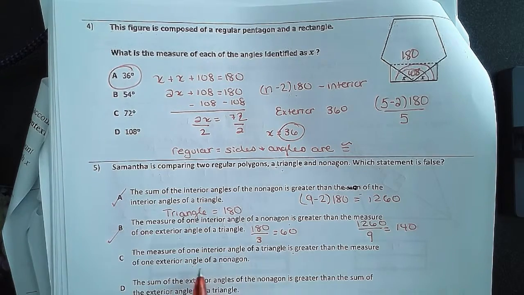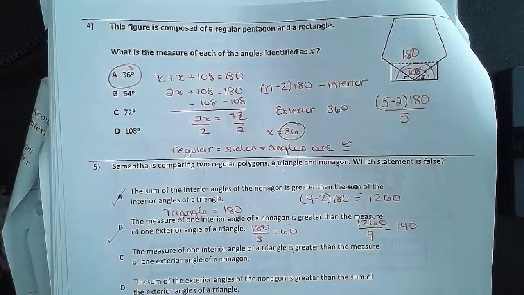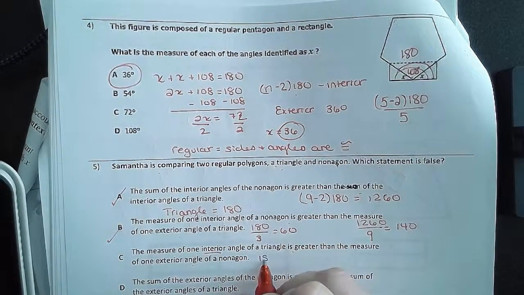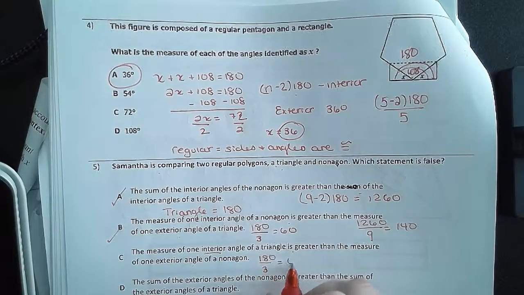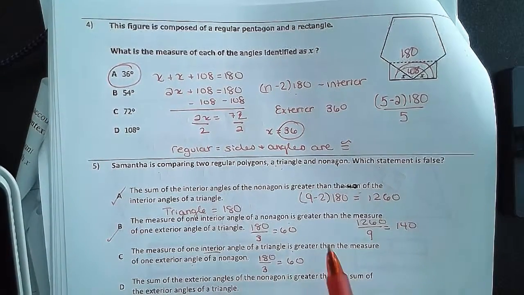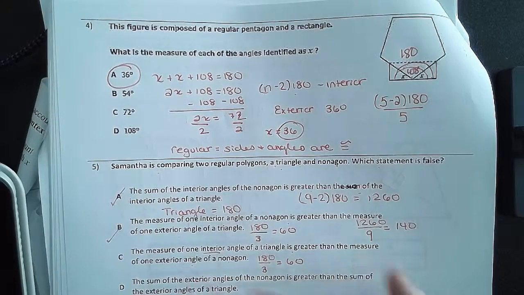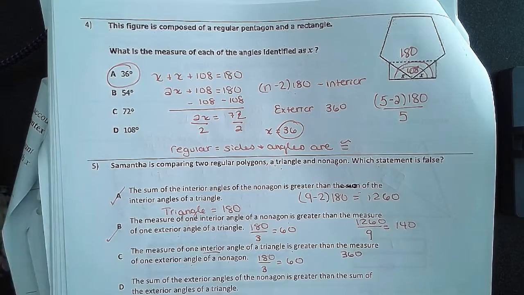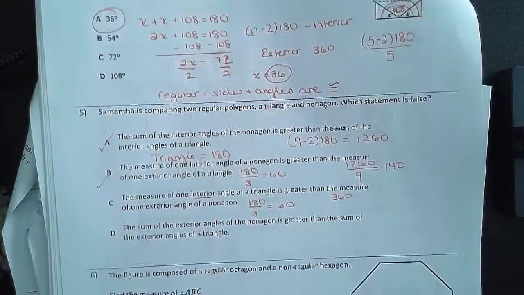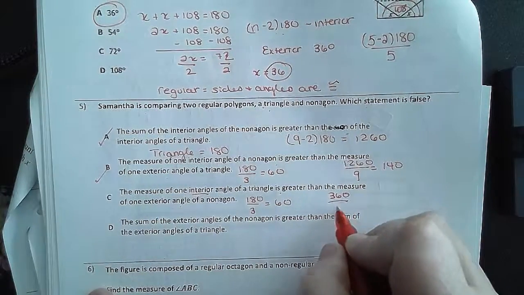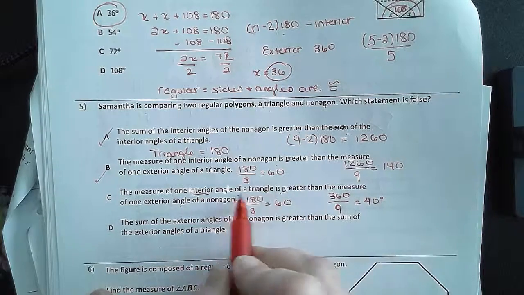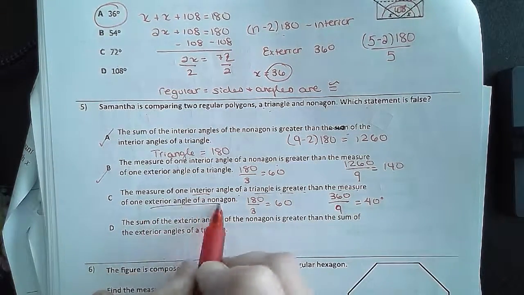of a nonagon. So let's try this. One interior angle of a triangle, that's 180 divided by 3, so that's 60. And now to get the exterior angle of a nonagon, I just do 360, remember, because the sum is 360. And I divide that by the number of sides. So that gives me 40. So this is greater than the measure of one exterior angle, so that works.